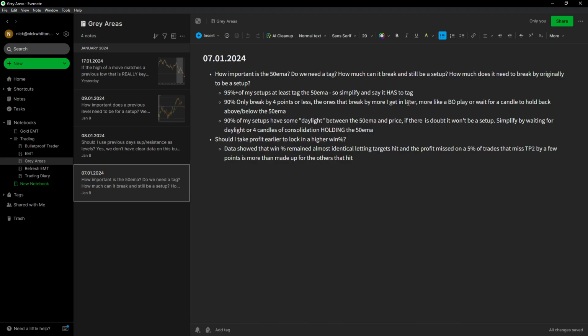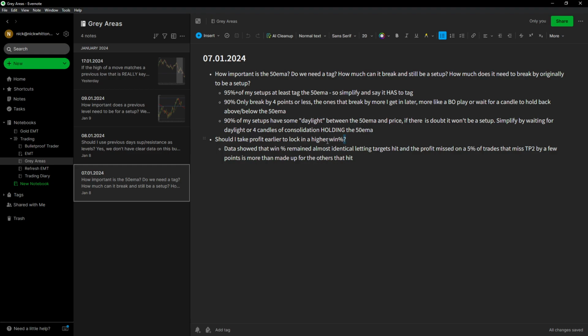And then finally, 90% of my setups have some daylight between the 50 EMA and price. In other words, they've broken the 50 EMA and they've given a push before coming back down. We can simplify this by, again, either waiting for daylight or for 4 candles of consolidation holding the 50 EMA. So there have been times where it's broken the 50 EMA by like 5 points. I've gone, this could be a setup. No, we've got to wait for a bigger break than that.